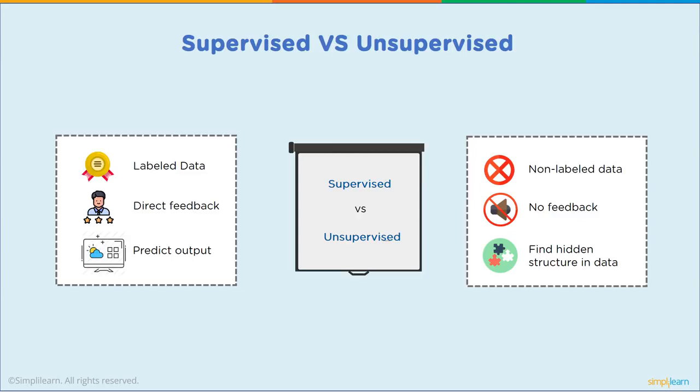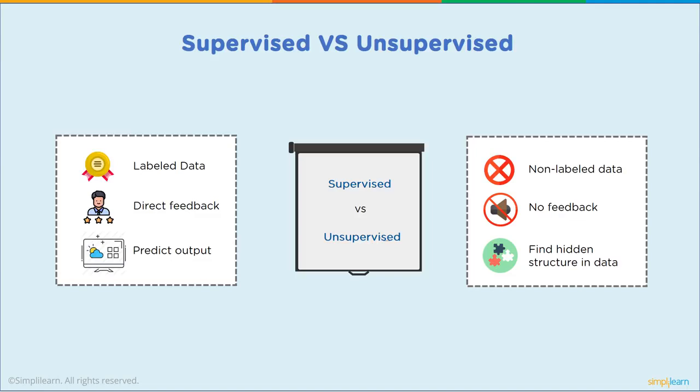In supervised learning, we have labeled data and direct feedback. Someone's already gone in there and said, yes, that's a triangle. No, that's not a triangle. And then you predict an outcome. So you have a nice prediction. This new set of data is coming in and we know what it's going to be.